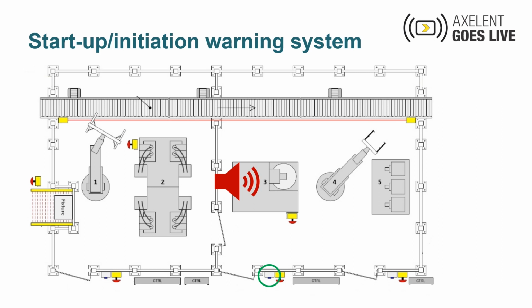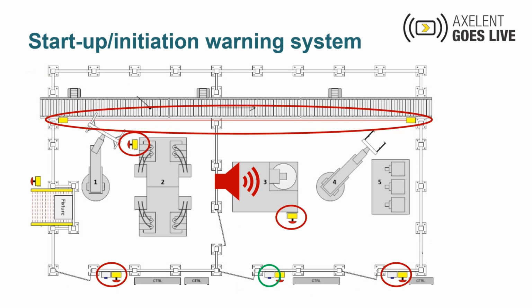Somebody who was accidentally locked inside the system could now stop the warning and the start procedure by pressing one of the buttons. To allow for that, you need a sufficient number of stop buttons inside the system. And you can see here we've placed several emergency stop buttons and also a pull rope switch inside the system.